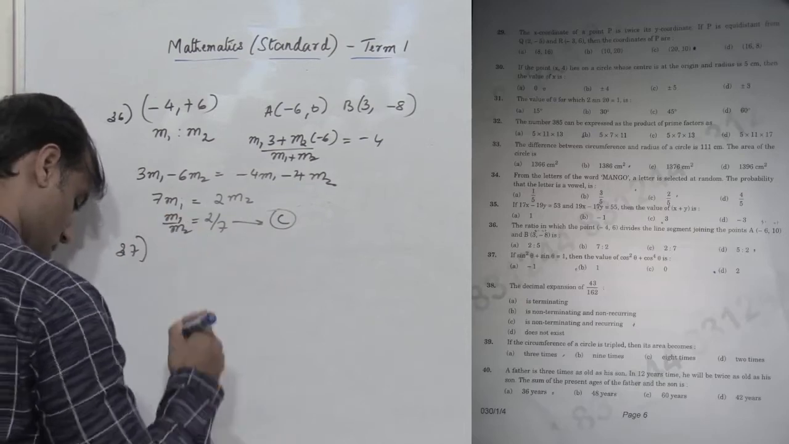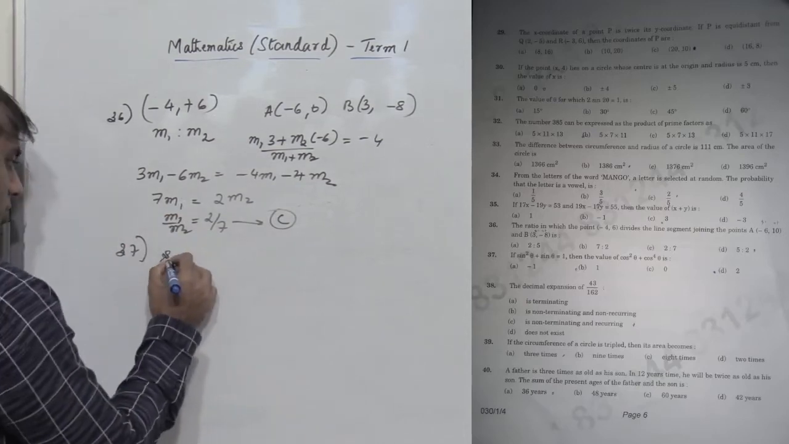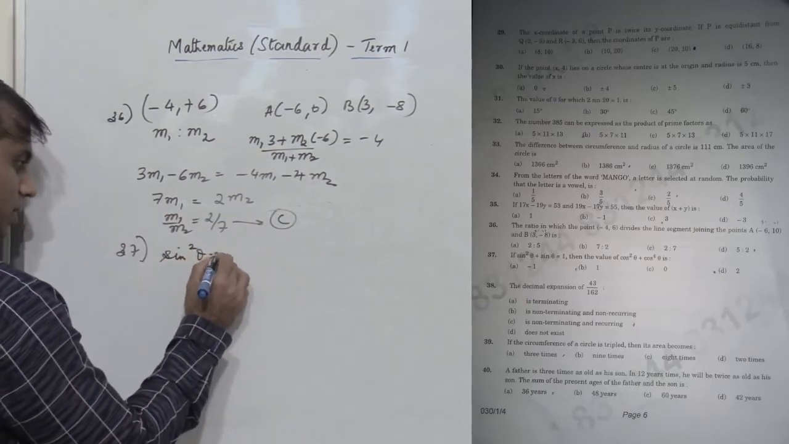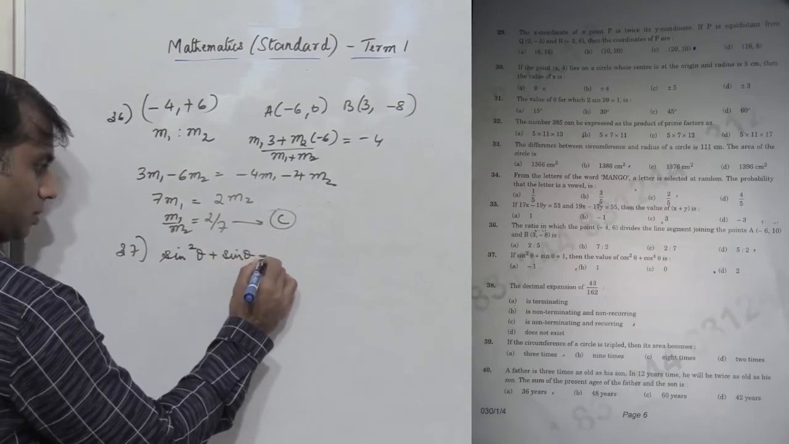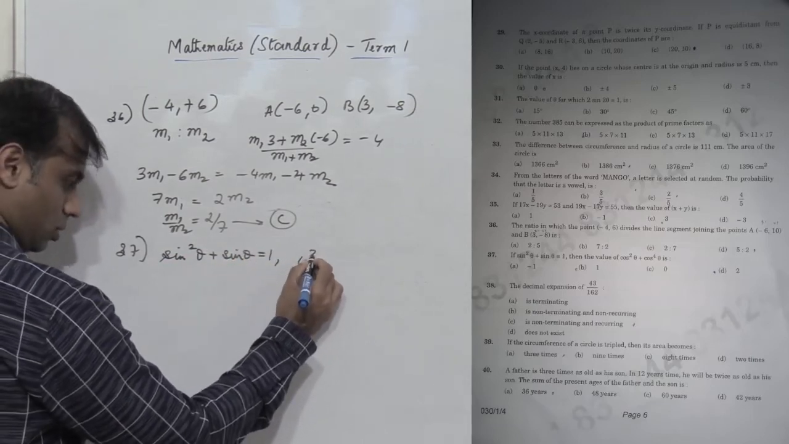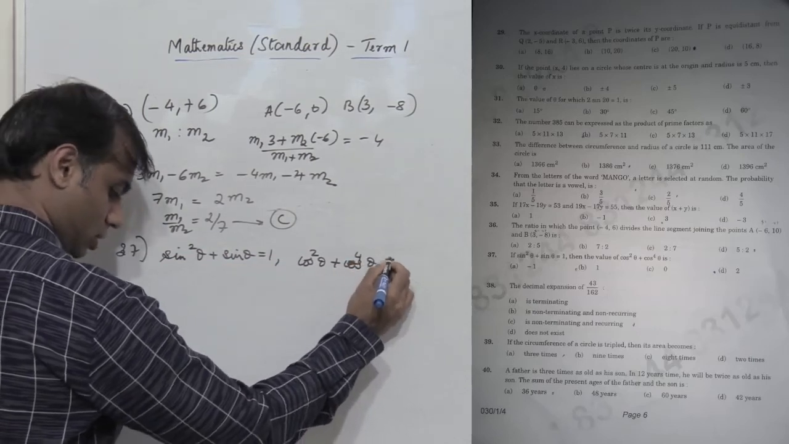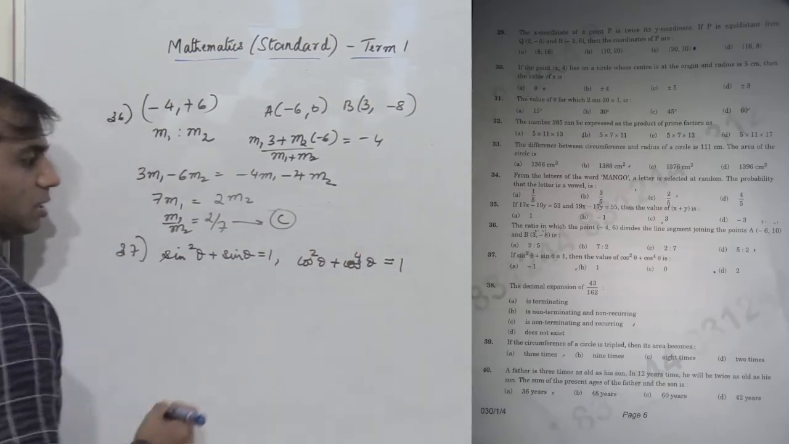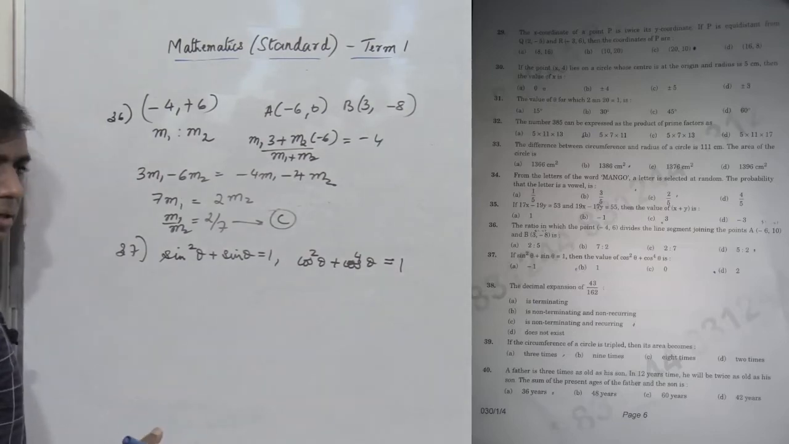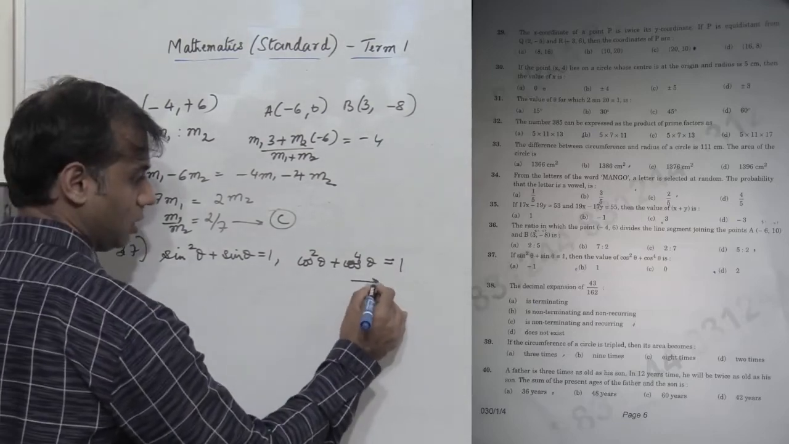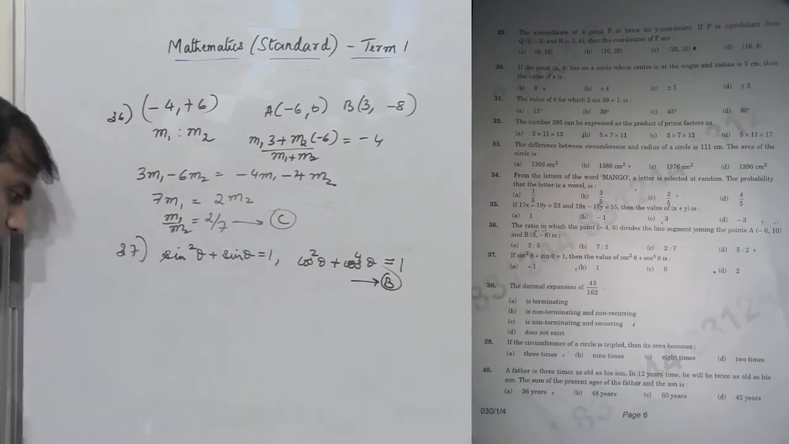37. Sine square theta plus sine theta equals 1. What is cos square theta plus cos power 4 theta equal to? So this is again a very standard question which keeps appearing in the examination. So this is 1, which is option B.